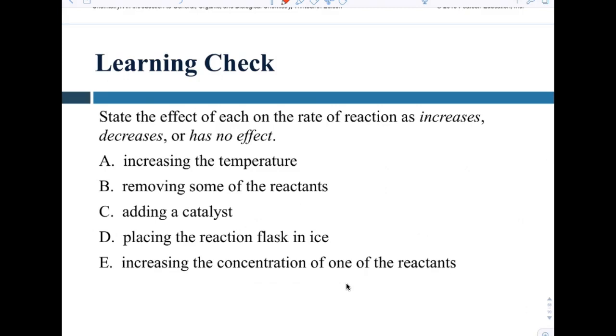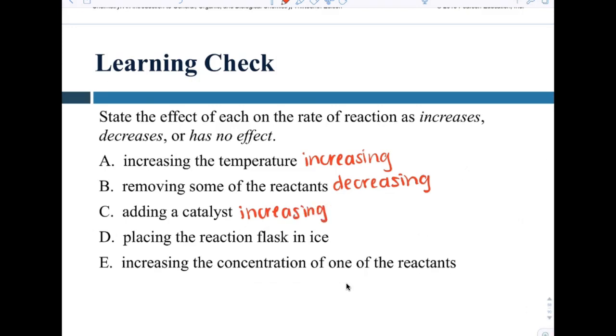Alright, part A, increasing the temperature. Increasing the temperature gives it more energy. Giving it more energy helps it go up the hill, so that increases. Removing reactants. If you have fewer reactants, you're not going to go as fast because they're not colliding as much. They have to be running into each other to react. So that would actually decrease. Adding a catalyst increases your reaction rate.